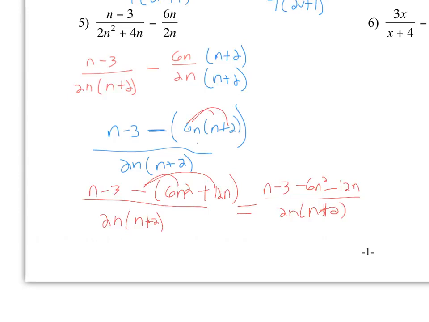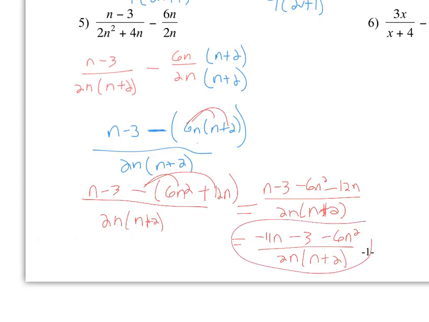And then I'm going to combine like terms. So my last step is to combine like terms, which would be n minus 12n is going to be negative 11n, minus 3. The minus 3 doesn't have anything to go with, minus 6n squared all over 2n times n plus 2. So this is going to be our final answer. I would encourage you to check that this numerator cannot be factored, and in fact it cannot be factored. And if we did factor it, nothing would cancel out, which is nice to know.